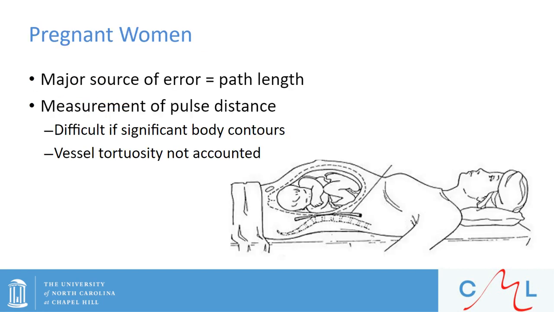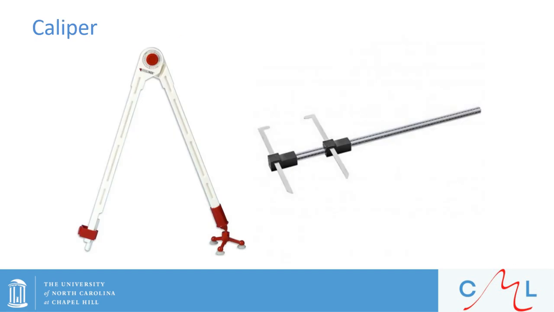Taking pregnancy as an example, one of the major sources of error for pulse wave velocity is typically path length, as this is one of the primary variables that we're using to calculate pulse wave velocity. This is problematic with pregnant women as depicted in the illustration. Options include adapting a board compass or using a segmometer or anthropometer. The important thing is to try and avoid body contours and get as direct a linear path as possible.